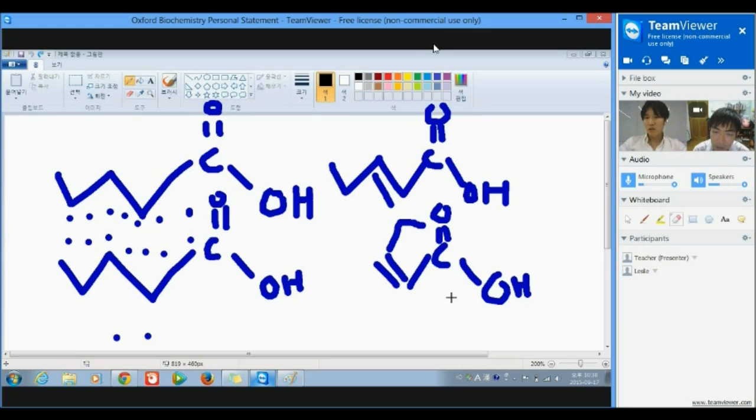Which means at a lower temperature, this will boil. Therefore, the answer would be pentanoic acid is the one that has higher boiling point.